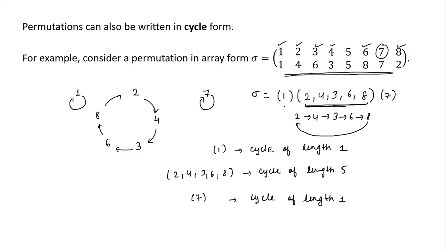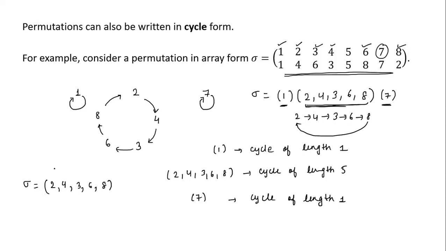And in fact, if there is any permutation which is having any cycle of length 1, we can just leave it out. There is no need to write it specifically. We can avoid that cycle of length 1 while writing any permutation in cycle form. So here you can see 1 and 7. They are cycles of length 1. So you can avoid them. And you can simply write 2, 4, 3, 6, 8 as sigma.